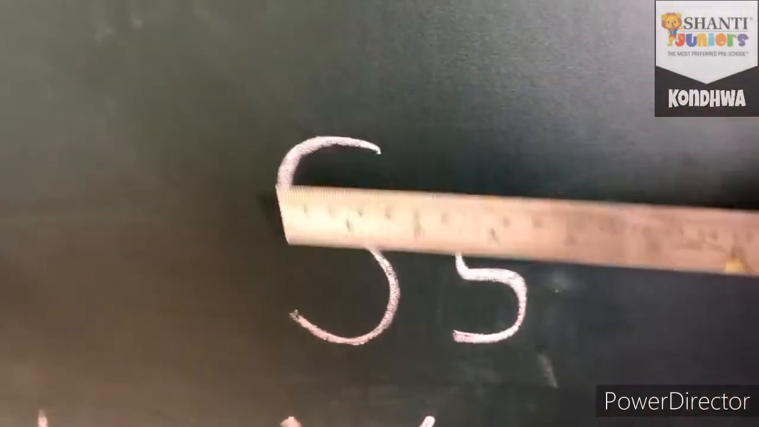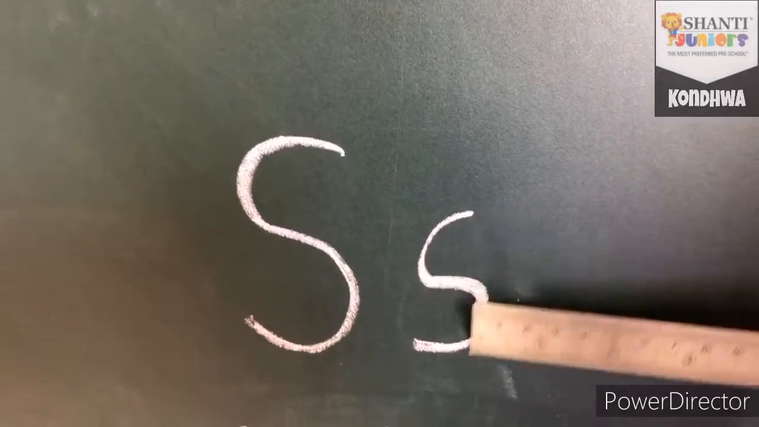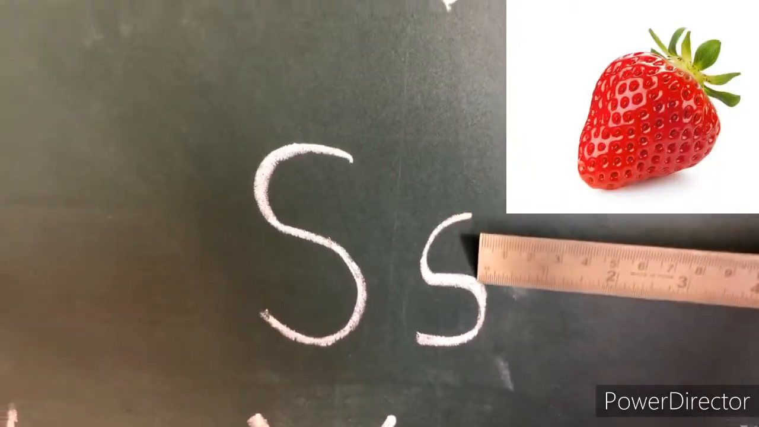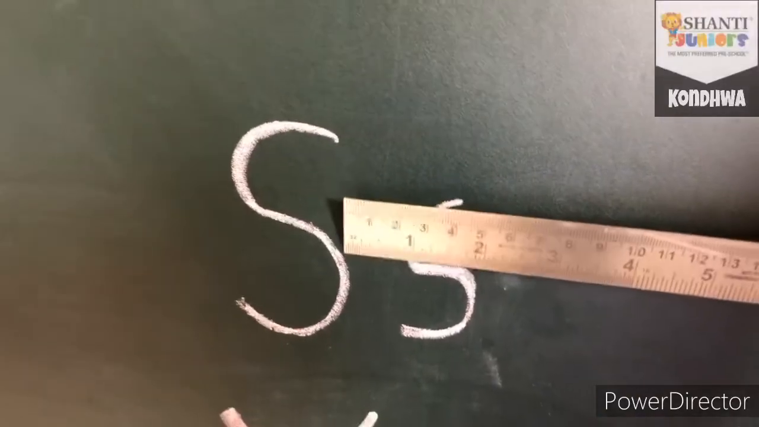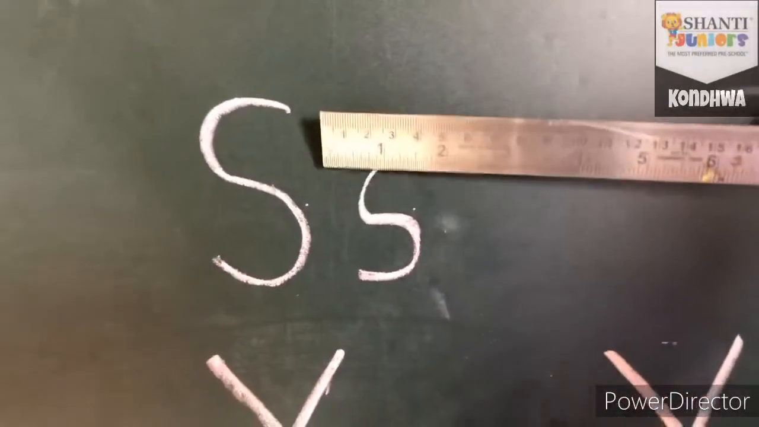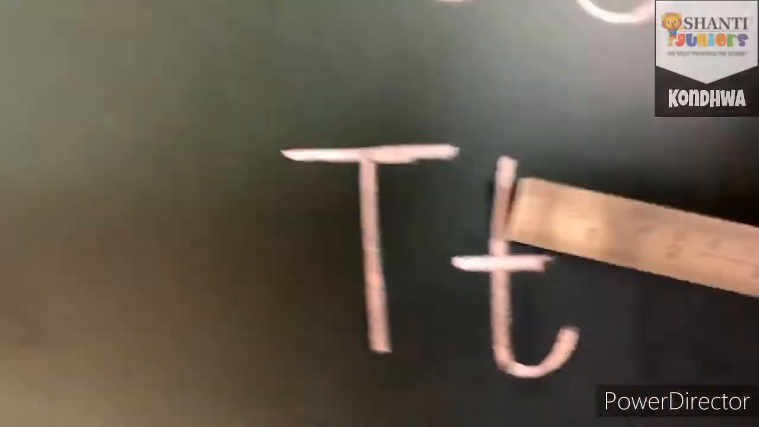This is letter S. This is capital S and this is small s. What comes from this? S for sun and S for strawberry. You all must be loving to eat that. Now we'll go to the next letter.